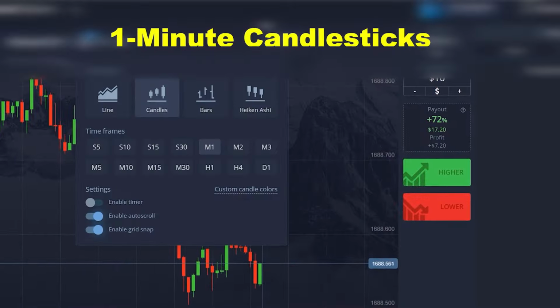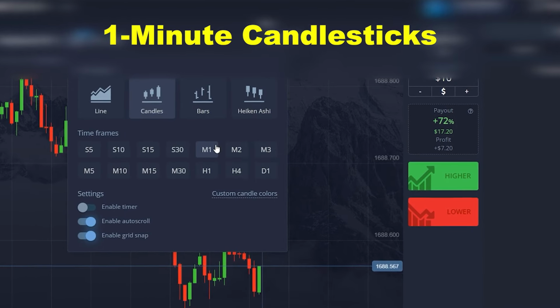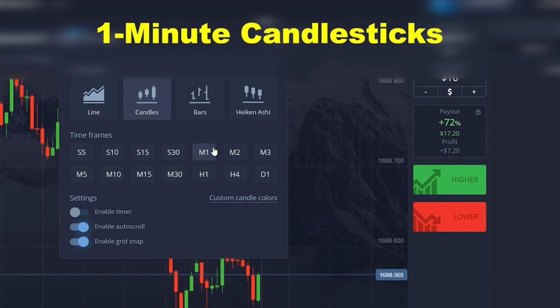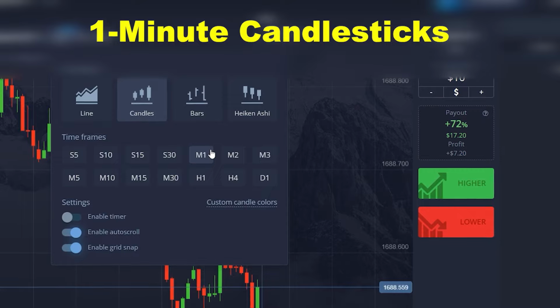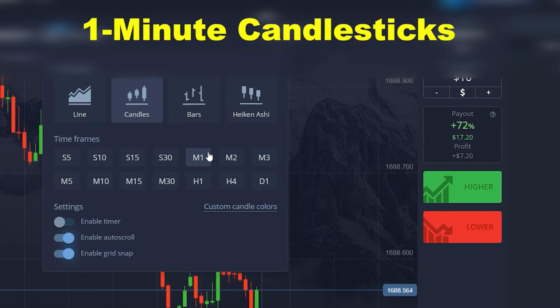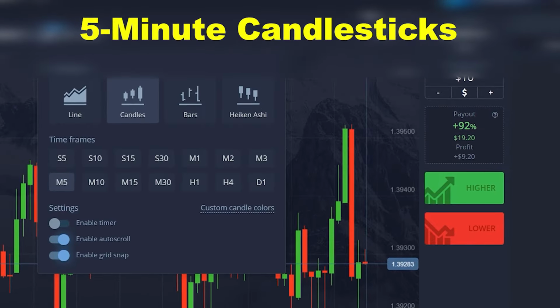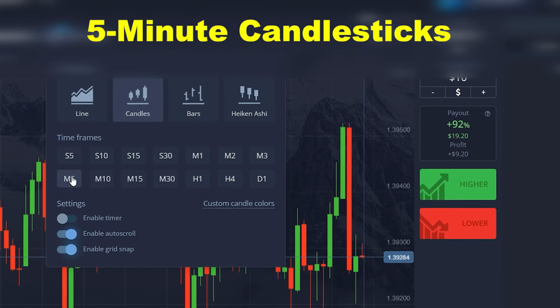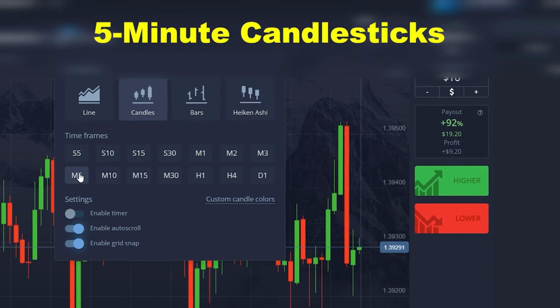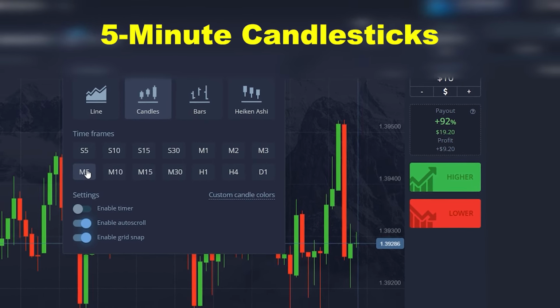Candlesticks can be used in different time frames, each serving a specific purpose. The 1-minute candlesticks are usually used for scalping and very short-term trading. They are ideal for capturing small price movements within minutes. A 5-minute candlestick is usually used for short-term trading. It helps in making quick decisions based on real-time data.